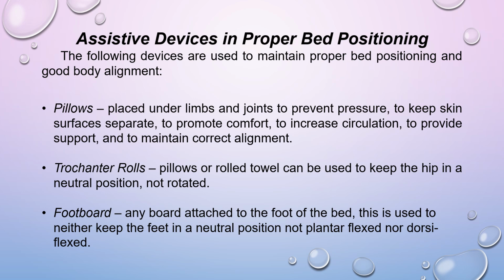Next is your trochanter rolls. Pillows or rolled towels can be used to keep the hip in a neutral position and not rotated. What do you mean by not rotated? Kasi pag comatose ang tao, so ang tendency, the legs are twisted already because the person has no control over it anymore. Plus, thinking that he is suffering from what we call stroke, there's a tendency that he also has paralysis.